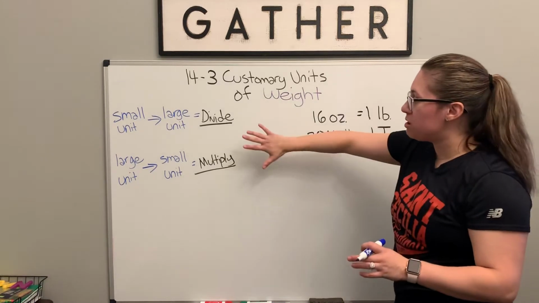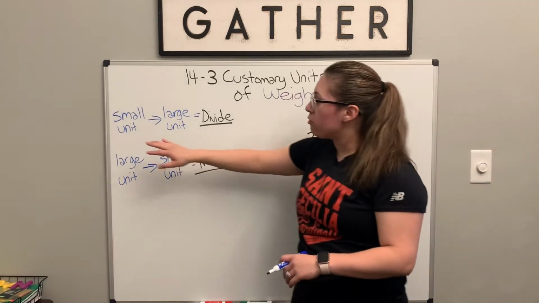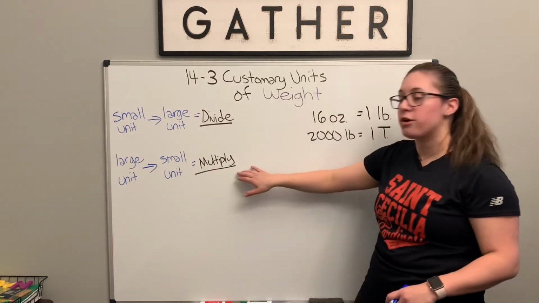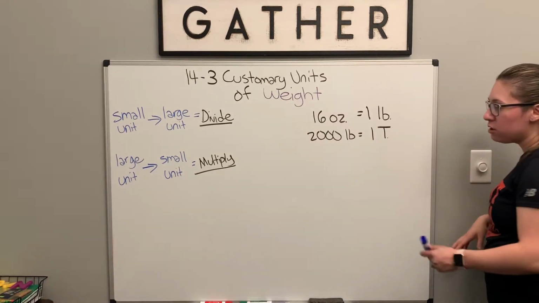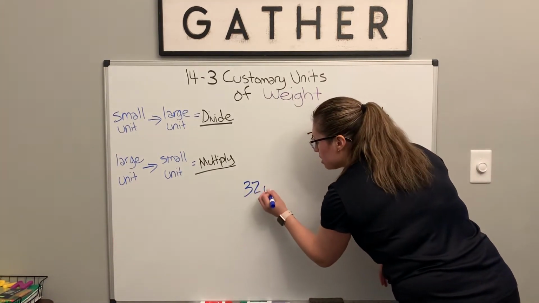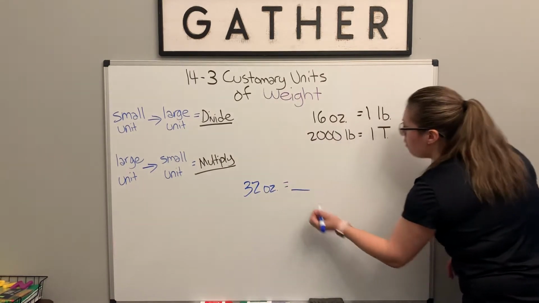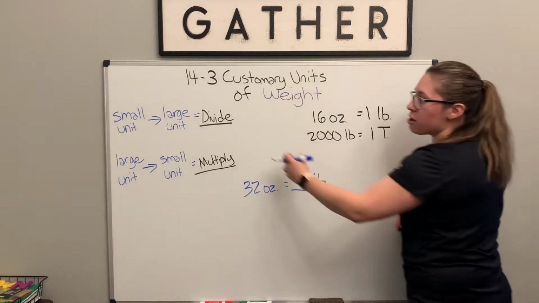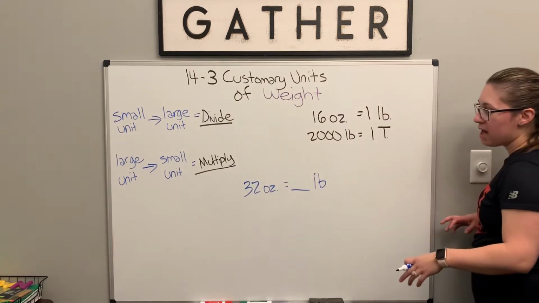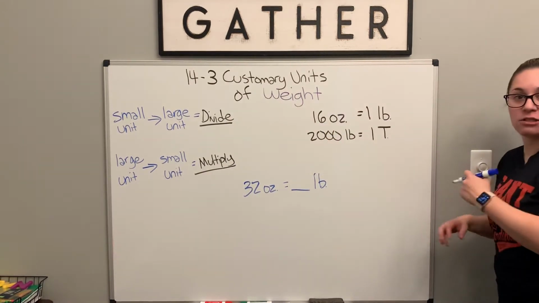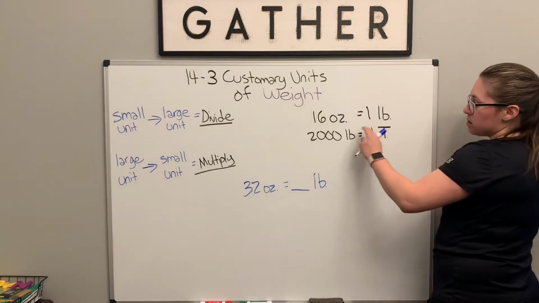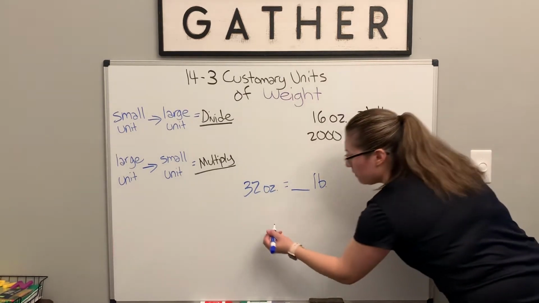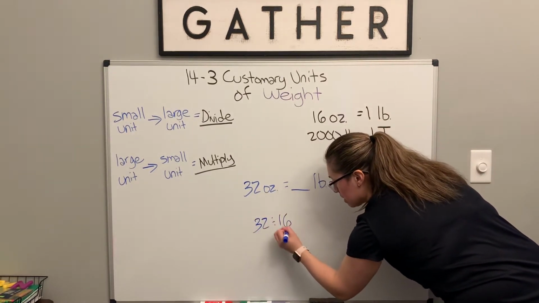So again, our rules are the same as they have been the last 2 days. If we're going from a small unit to a large unit, we're going to divide. And if we go from a large unit to a small unit, we're going to multiply. So the first one that we're going to look at today is 32 ounces. And we're going to figure out how many pounds that is. Okay? So we're going from small to large, which means we're going to divide the numbers that we have. We're going to use the information up here to figure out how much we're going to divide with. So remember, for every 1 pound, that's 16 ounces, and we have 32 of them. So we're going to divide 32 divided by 16.